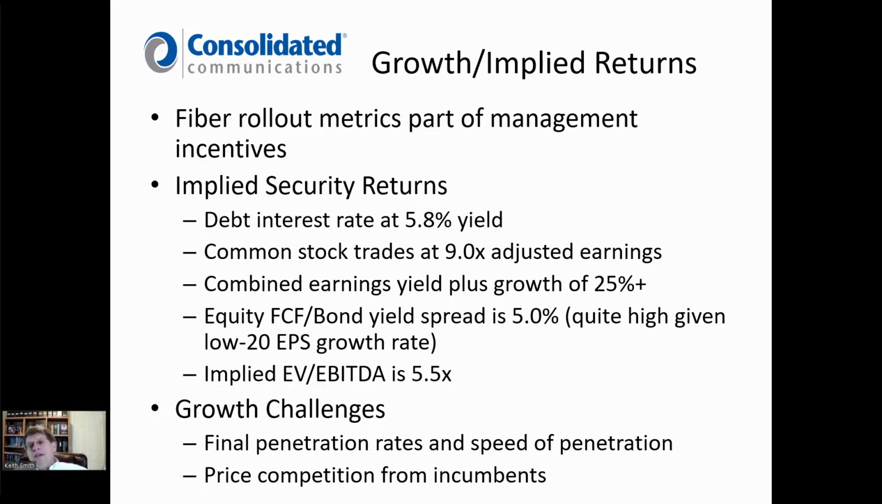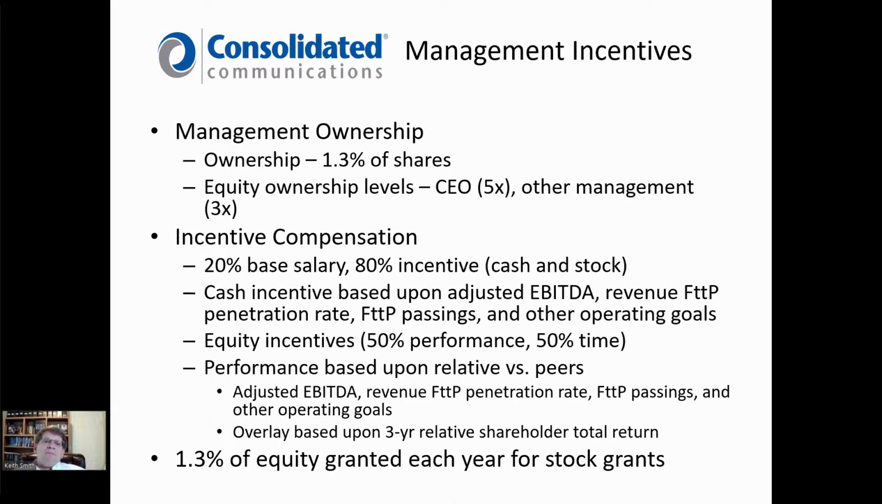And there could be price competition from some of the incumbents. I think that's somewhat mitigated here in the fact that they have a lot of markets where there's either only one or no competitors. I think in the 8% of the markets where they've got multiple competitors, that may be more of the issue. But in most of their markets, they have one or no competitors. So I think that becomes a little bit less of an issue for Consolidated versus some of the other competitors that are in more competitive markets.